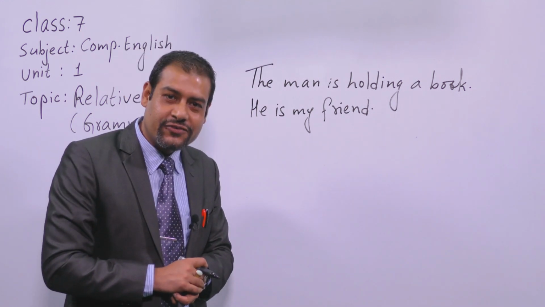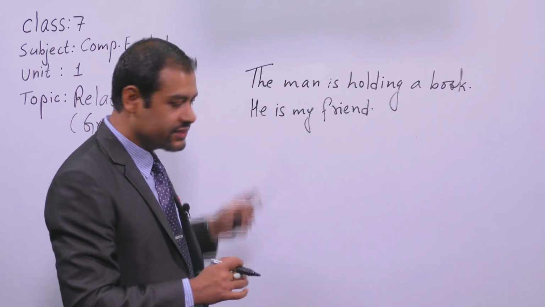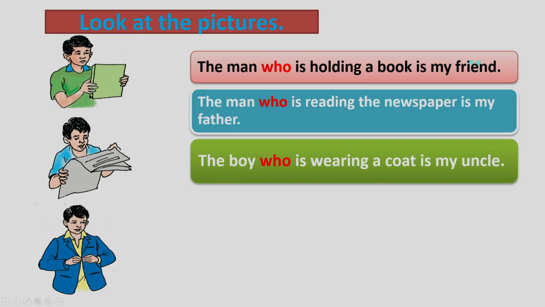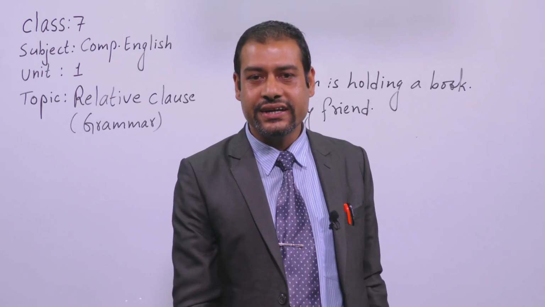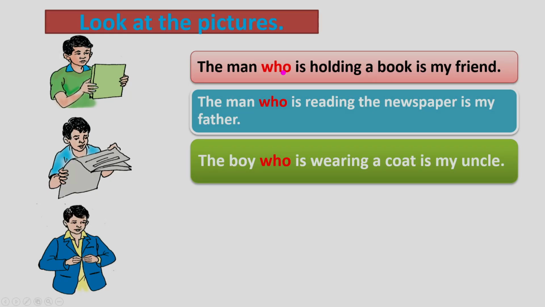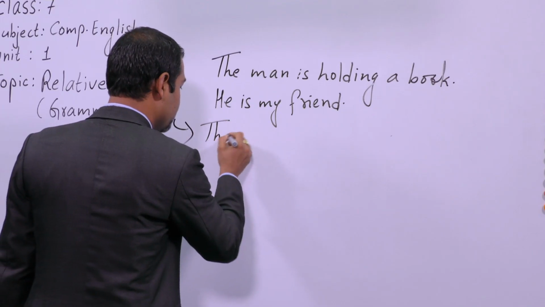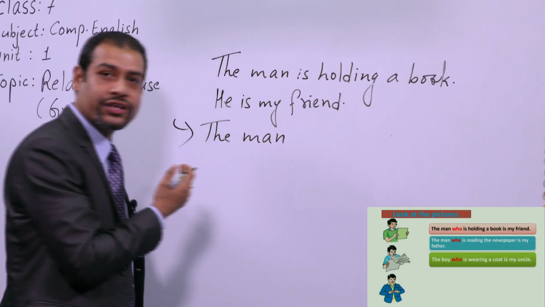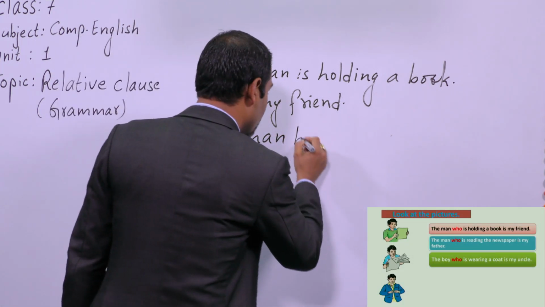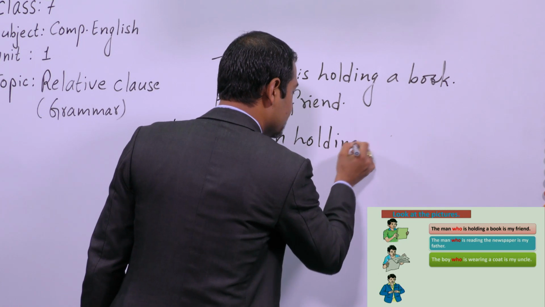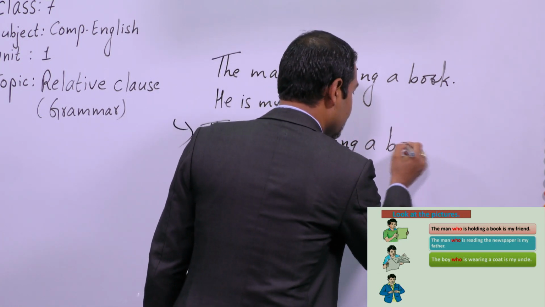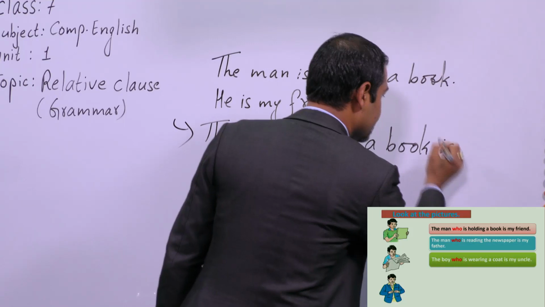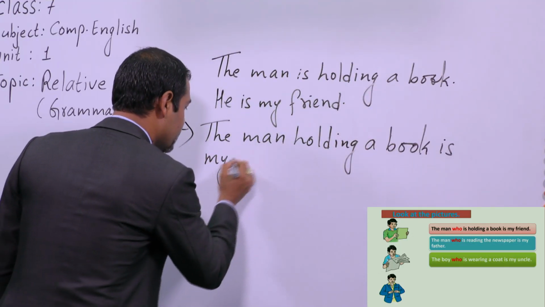Have you finished? Very good. I have written here, it is like this. Again, look at the slide. The man who is holding a book is my friend. Forget this who. Without keeping who, you can write it like this also. The man, please write it down in your exercise book with me, okay? The man holding a book is my friend.